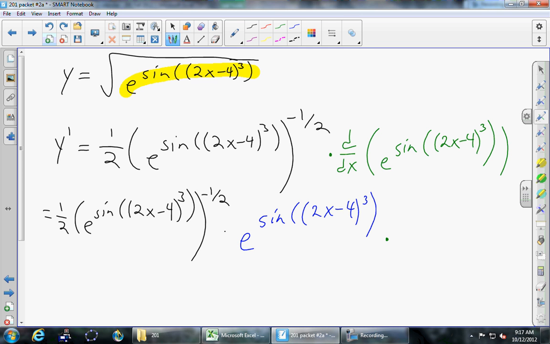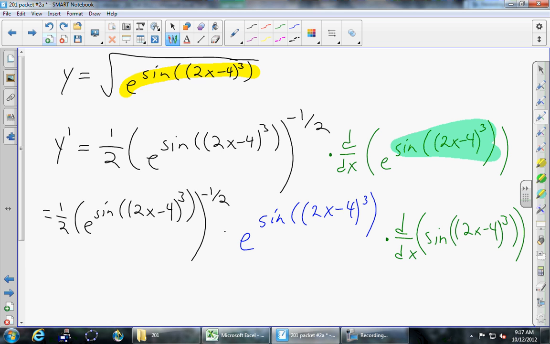Okay, times. So this was an e to the stuff. What's the stuff if I'm seeing this as e to the stuff? All of that. If I see this as an e to the stuff, it is now highlighted in blue. So here at the end, in green, multiply by the derivative of what? Sine 2x minus 4 cubed. There. I think I'm going to run out of digital ink on this problem. It's so long.